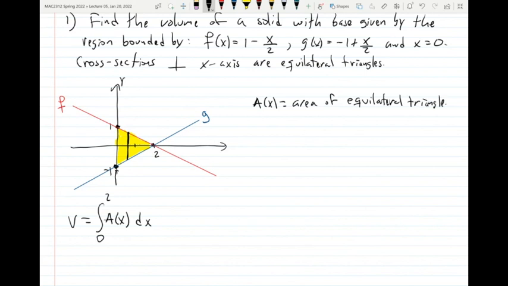So let's have a little talk on this. Does anybody remember the formula for the area of an equilateral triangle? Yes? 1/2 base times height. Okay, but do we know the height? So the area for any triangle is 1/2 base times height. Do we know the height of this triangle? The thickness is this dx. So we just calculate the area.